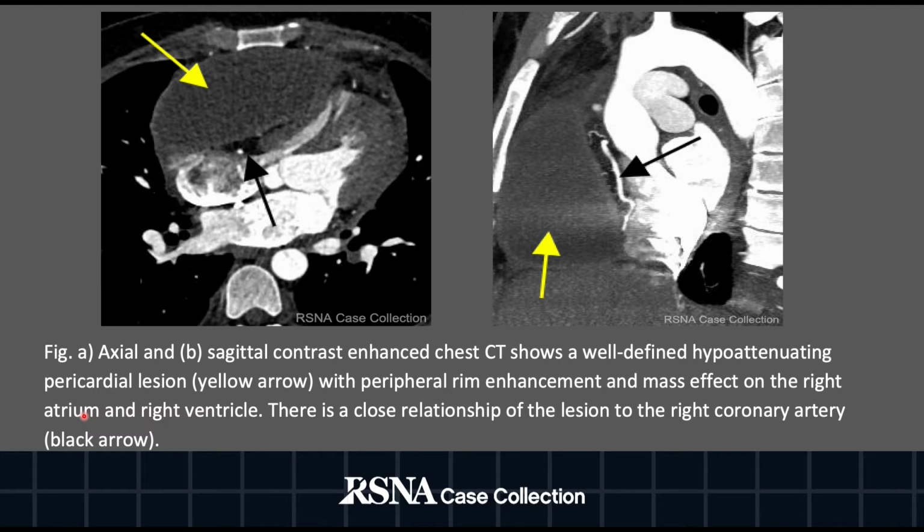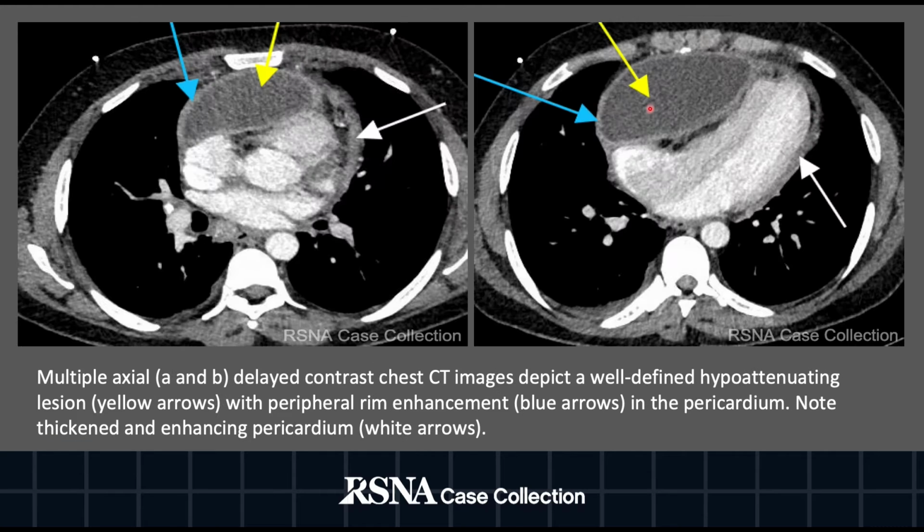On the given slide are the early contrast-enhanced chest CT images, axial as well as sagittal sections, which again show a very well-defined hypoattenuating pericardial lesion as depicted by the yellow arrows, with a peripheral rim enhancement. Mass effect was seen on the right coronary artery. This is the right coronary artery in the right AV groove. There is a close relationship of this lesion to the right coronary artery.